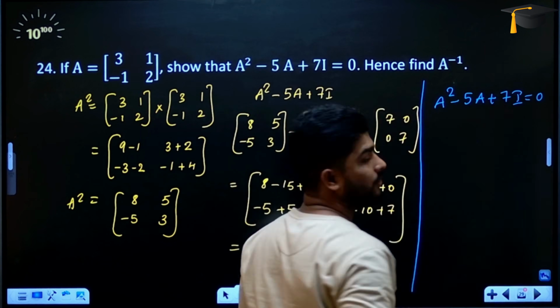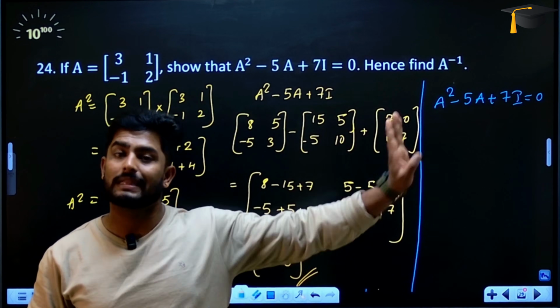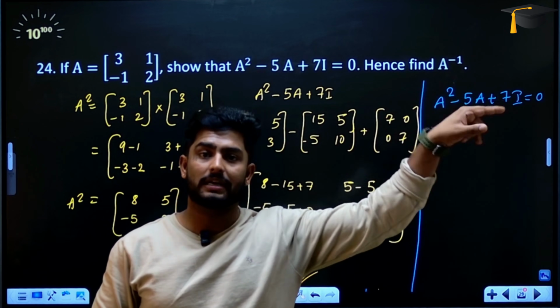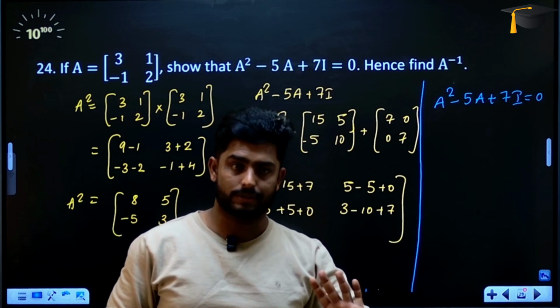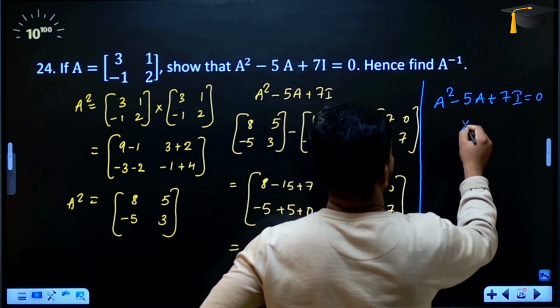So whenever they give this question, you have to solve by using this method only, not A inverse is equal to 1 by determinant of into adjoint of A. That formula you should not use. Okay, now multiply A inverse throughout.